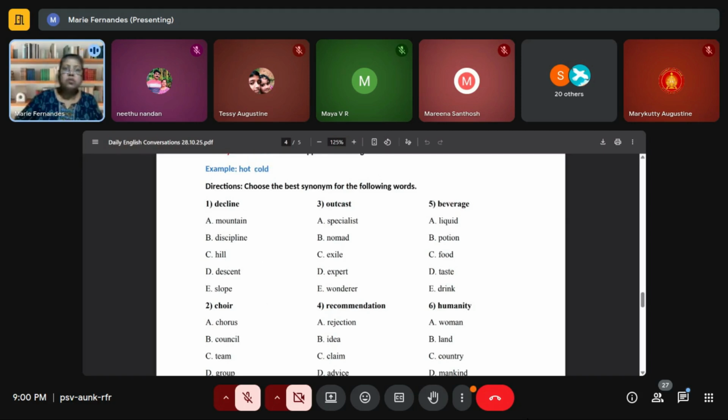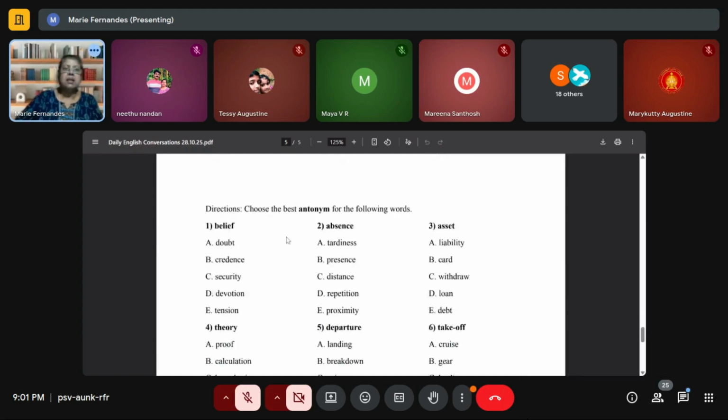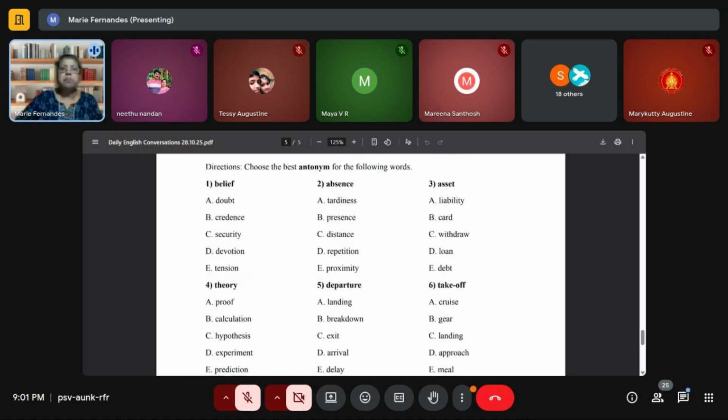Here you have to choose the best synonym for the following words. What is closest in meaning to this particular word? Closest in meaning to outcast. Closest in meaning to choir, beverage, humanity, recommendation. Choose which one, A, B, C, D, or E. Here, antonyms. The best antonym for the following words: belief, absence, asset, theory, departure, takeoff. Closest in meaning to those particular words.